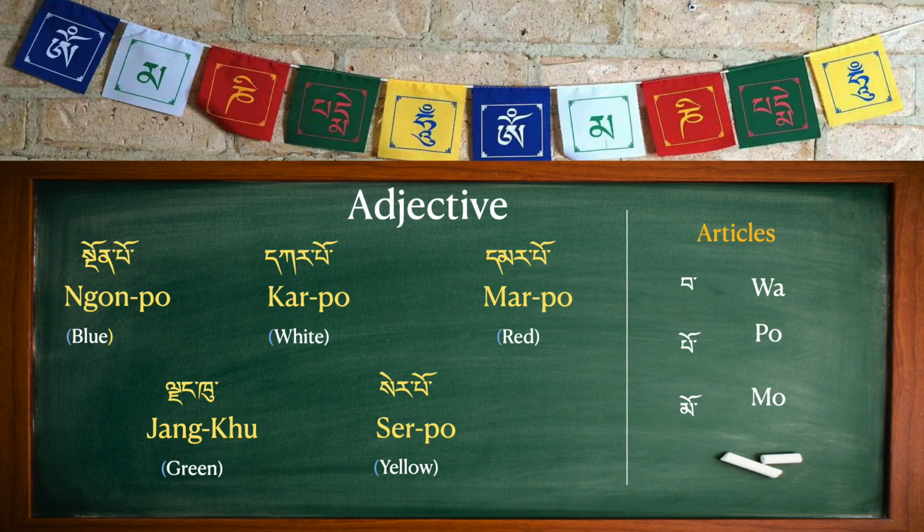Green in Tibetan is jangku. Yellow in Tibetan is serpo. And please know that we have the 5 colors that we read would be with the article po.